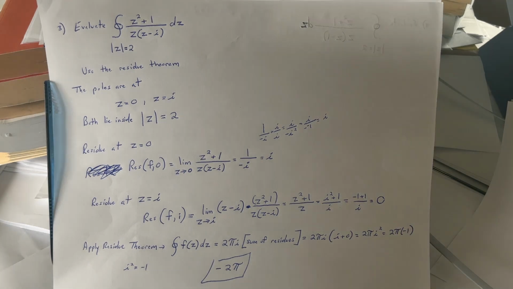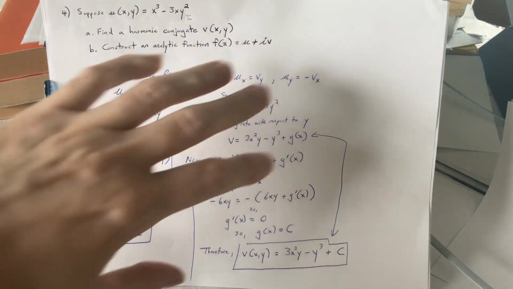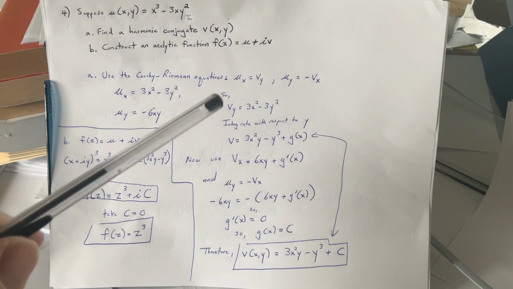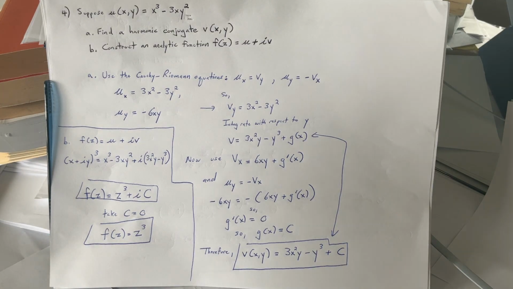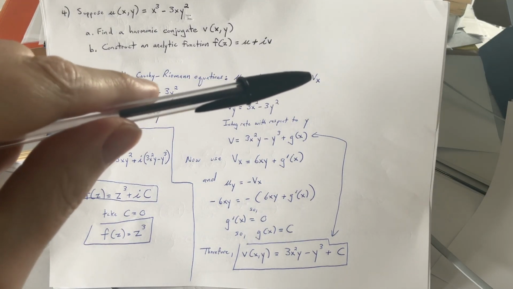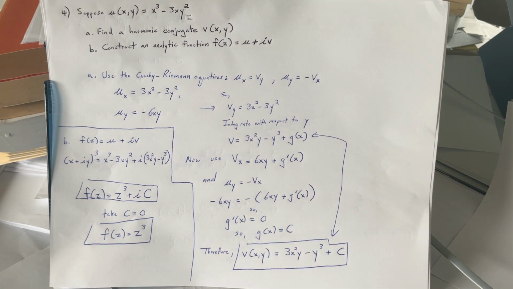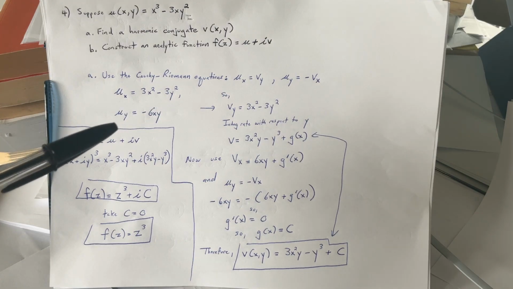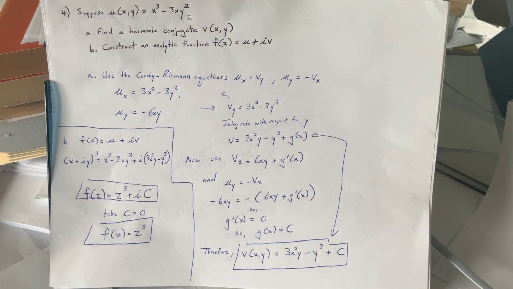Again, I'm going through these rather quickly. Okay, 4. Suppose u of x,y equals x cubed minus 3xy squared. We want to find the harmonic conjugate v of x,y. So here's what we do first for letter A. We use the Cauchy-Riemann equations, okay, with partial derivatives here. u partial derivative of x equals v partial derivative of y. u partial derivative of y equals negative v partial derivative of x. So taking the derivatives, u sub x equals 3x squared minus 3y squared. u sub y is negative 6xy.